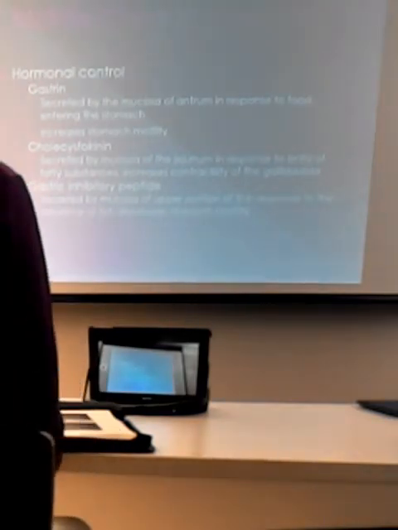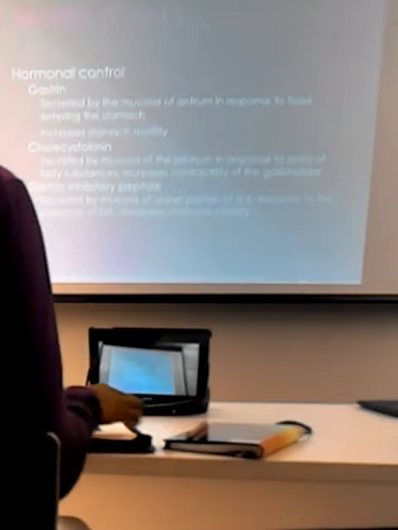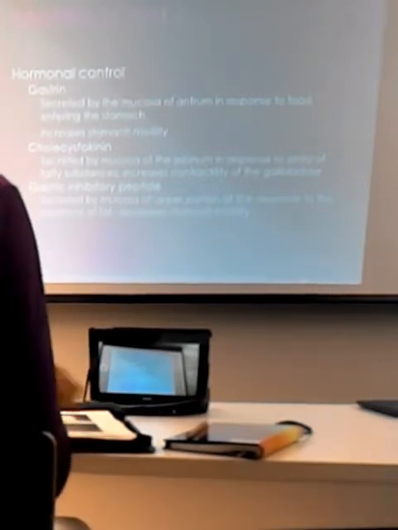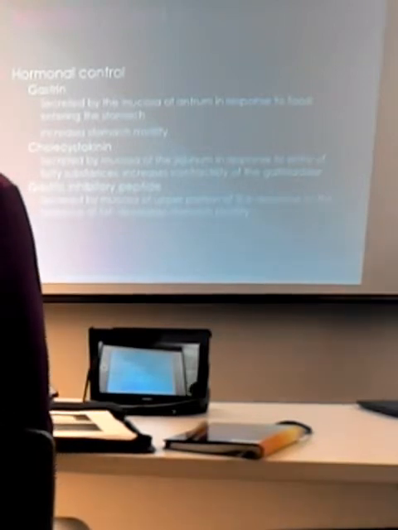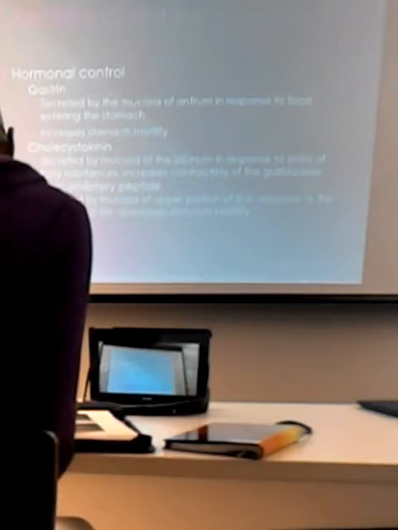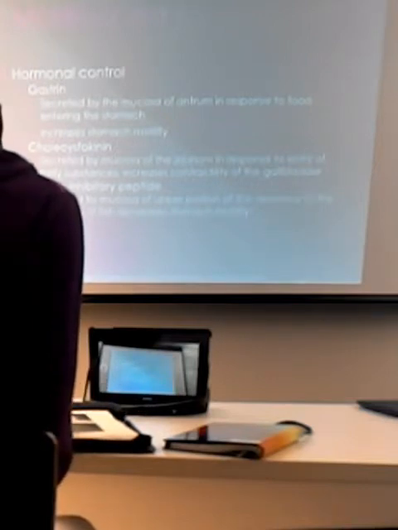Hormonal control, supremely important. Now, I want to point out a few things here. Students tend to get the hormones screwed up. So the first one's gastrin. We already talked about that. What releases that? The stomach does. Okay? Where does it get released? G cells. G for gastrin. Okay?